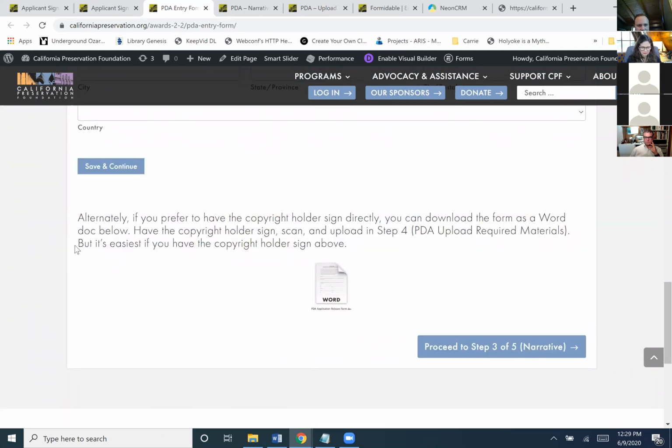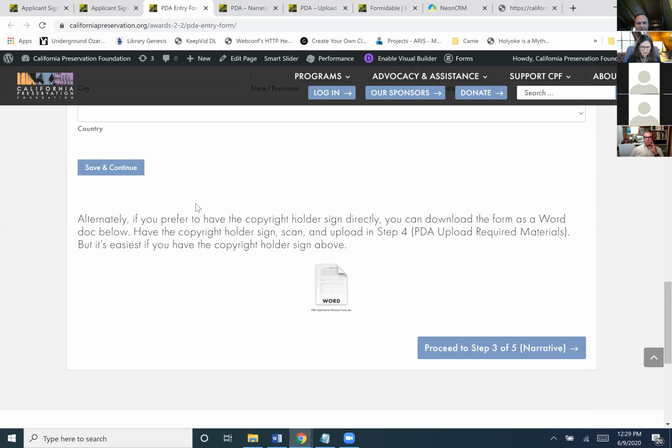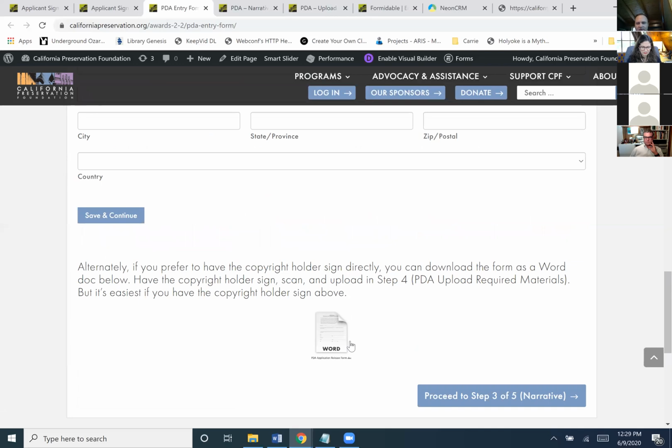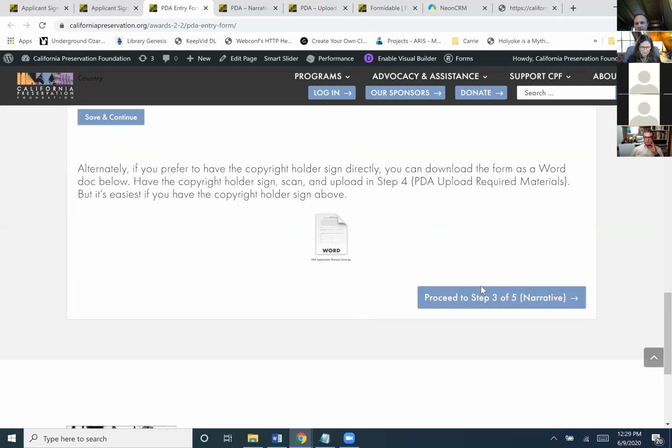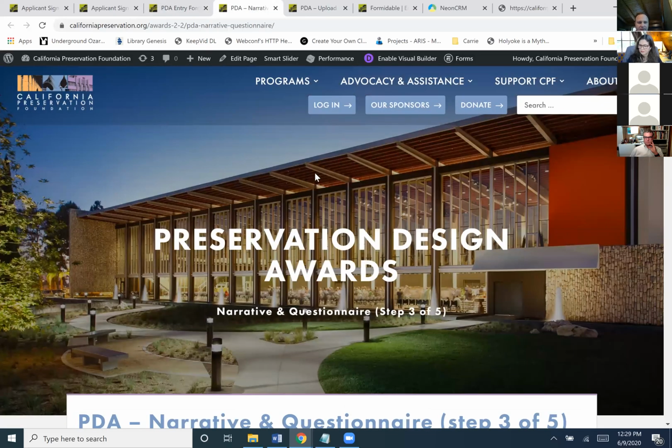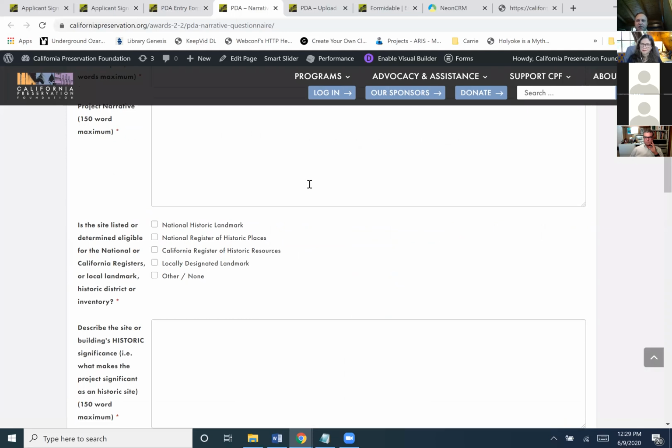If you prefer to have the copyright holder sign on the Word document, we're still providing you with that option. You would simply download that. Whether you have the copyright holder fill out this step above, or you have them download the Word document, you can wait for them to complete that and then continue to step 3, which is the narrative. And within the narrative are all those questions that we've gone over already.